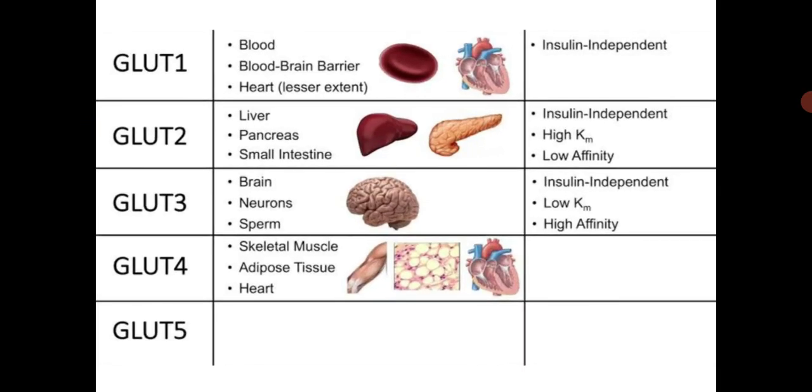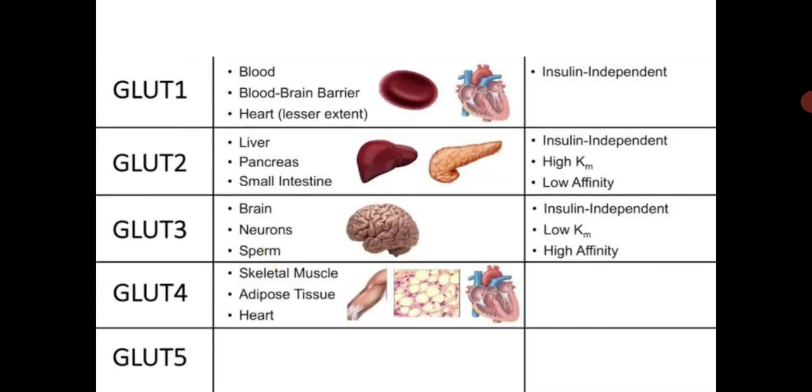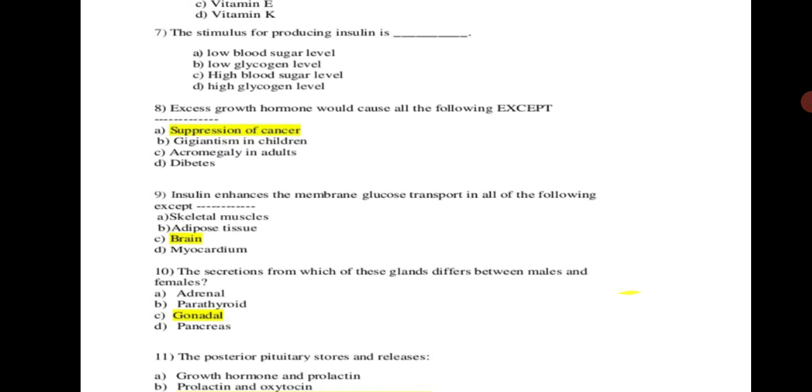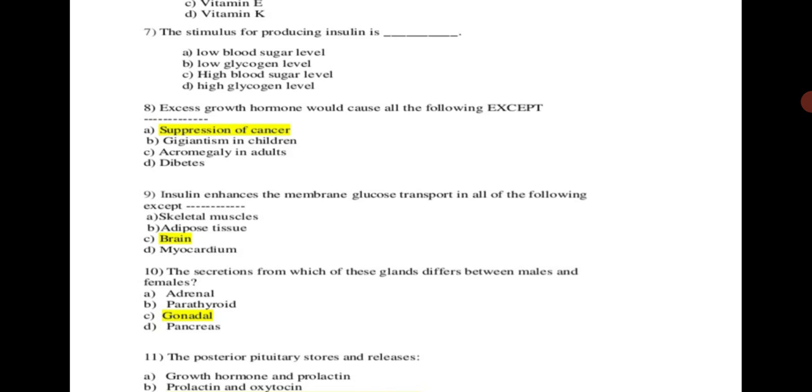Here in this image you can look at it. Five transporters are there: GLUT1, GLUT2, GLUT3, GLUT4 and GLUT5. For the brain there is a need of the GLUT3 transporter, and it is insulin independent, whereas for transport of glucose in skeletal muscle, adipose tissue and the heart, GLUT4 is there and it is insulin dependent. So the correct answer for question number 9 is the brain.